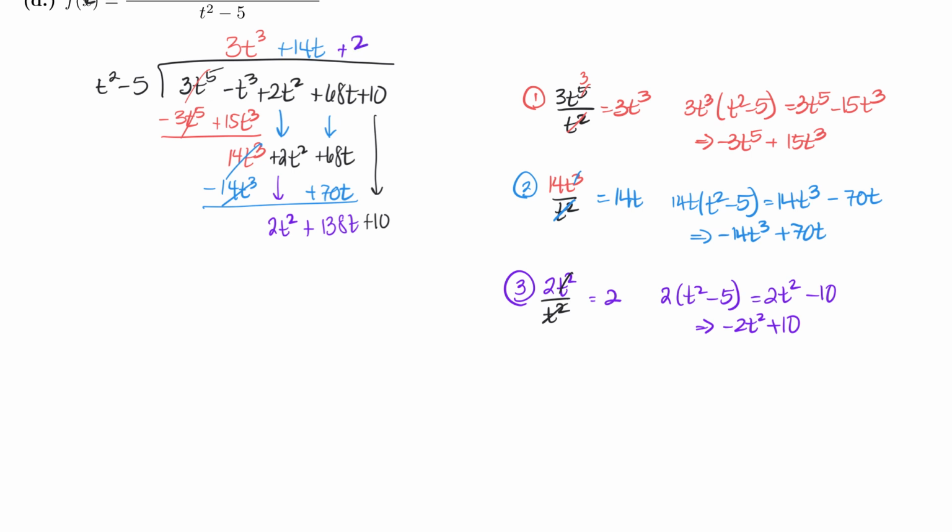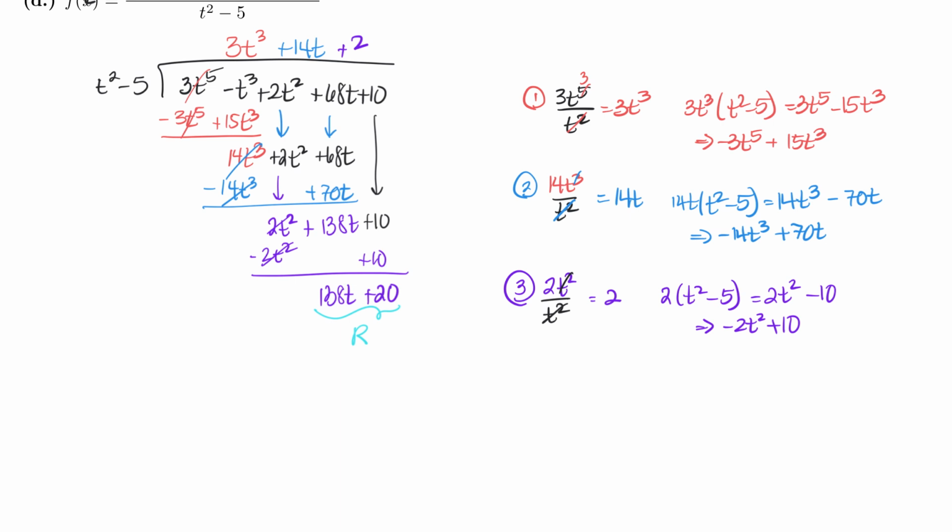So negative 2t squared, well, those cancel like they should, and we knew there wouldn't be a t, but we add the 10. So even if we had hoped that they would cancel, they're not going to. We're left with 138t plus 20, and now this is our remainder, because the degree of the remainder is lower than the degree of our divisor. Our divisor is a square, our remainder has just a t. So we know we have to be done, and that's our remainder.